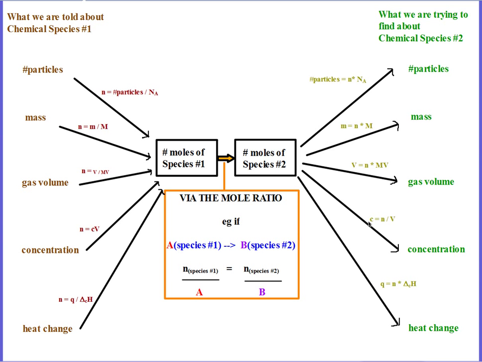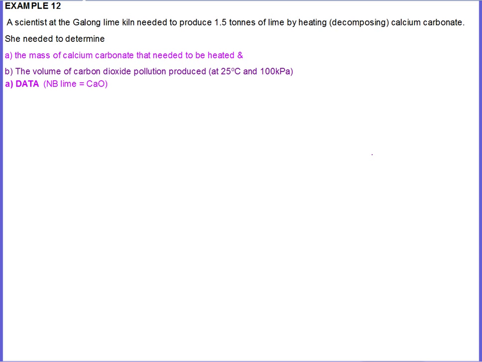We've got a whole range of equations that let us calculate that. So usually in these sort of problems, we start at one point over here, we find the moles of that species, use the mole ratio to find the moles of the second species, and then we follow whichever path will take us down to the right answer. To see how we do that, here's example 12.